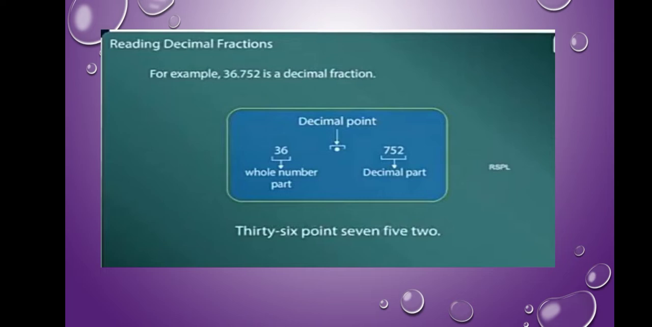And how to read? Let us see the example 36.752. Here the decimal point, the dot, is at the center, and 36 is on the left side, and that is the whole number part or the integral part. So we read it as the same number, 36, and then we say 752 after the point, that is the decimal part. We read it as 36.752.